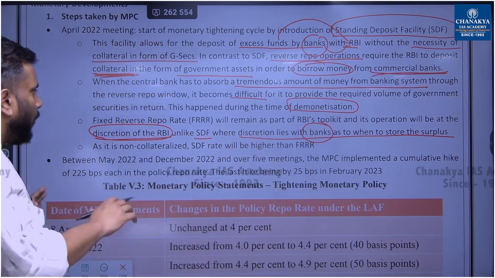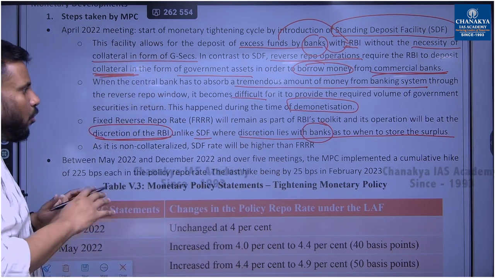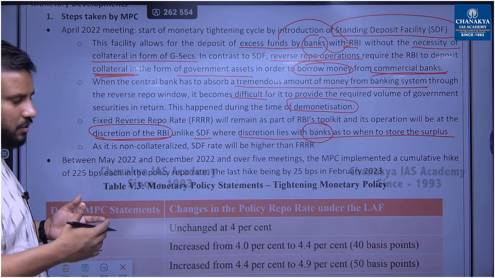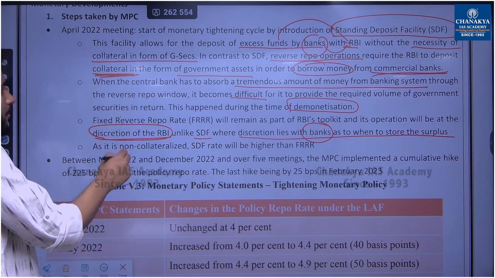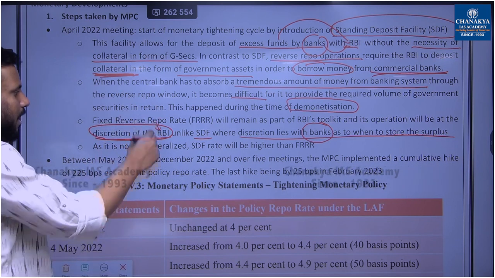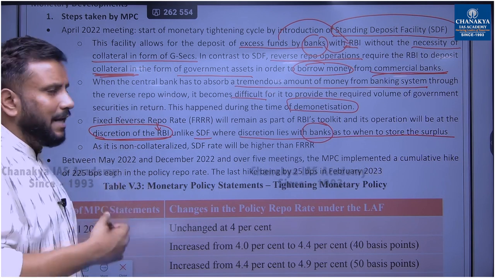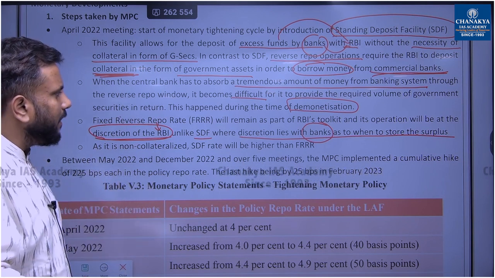So this is again an important point. Who has the power to initiate this process? So to initiate the fixed reverse repo rate operations, you need the consent of the RBI. RBI is at the leading hand.